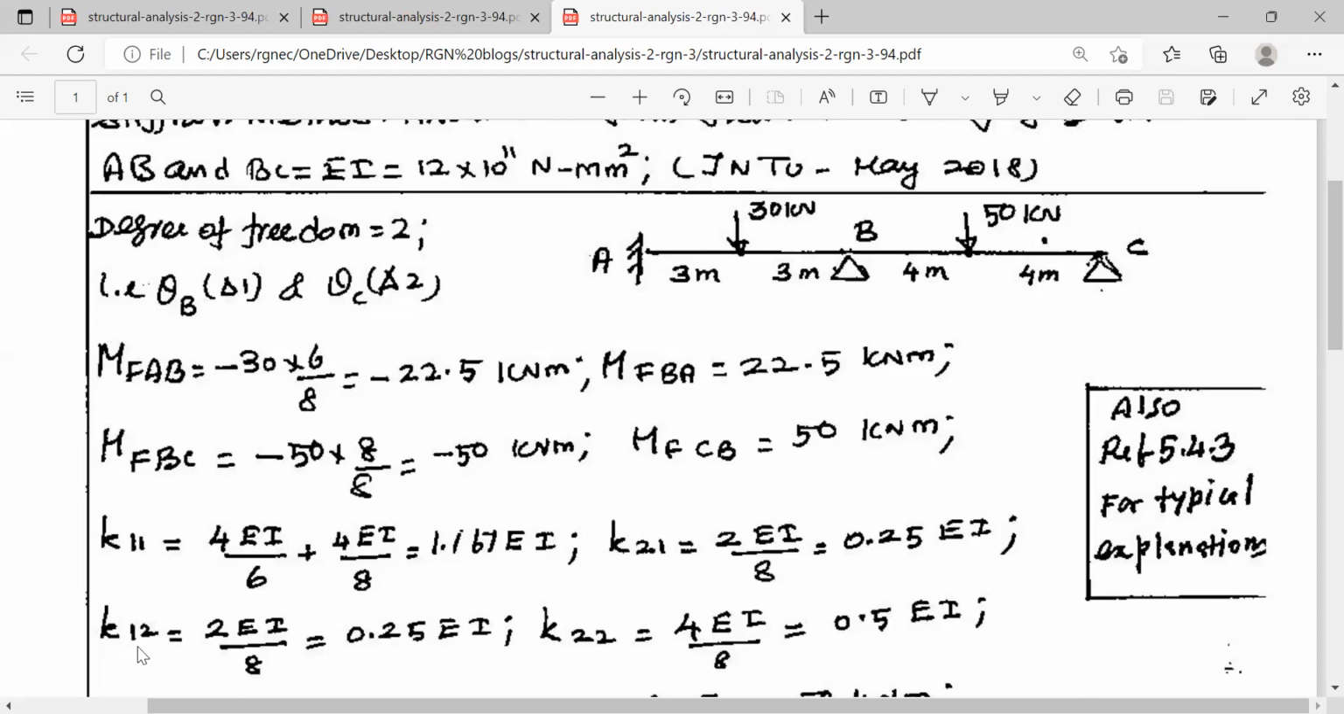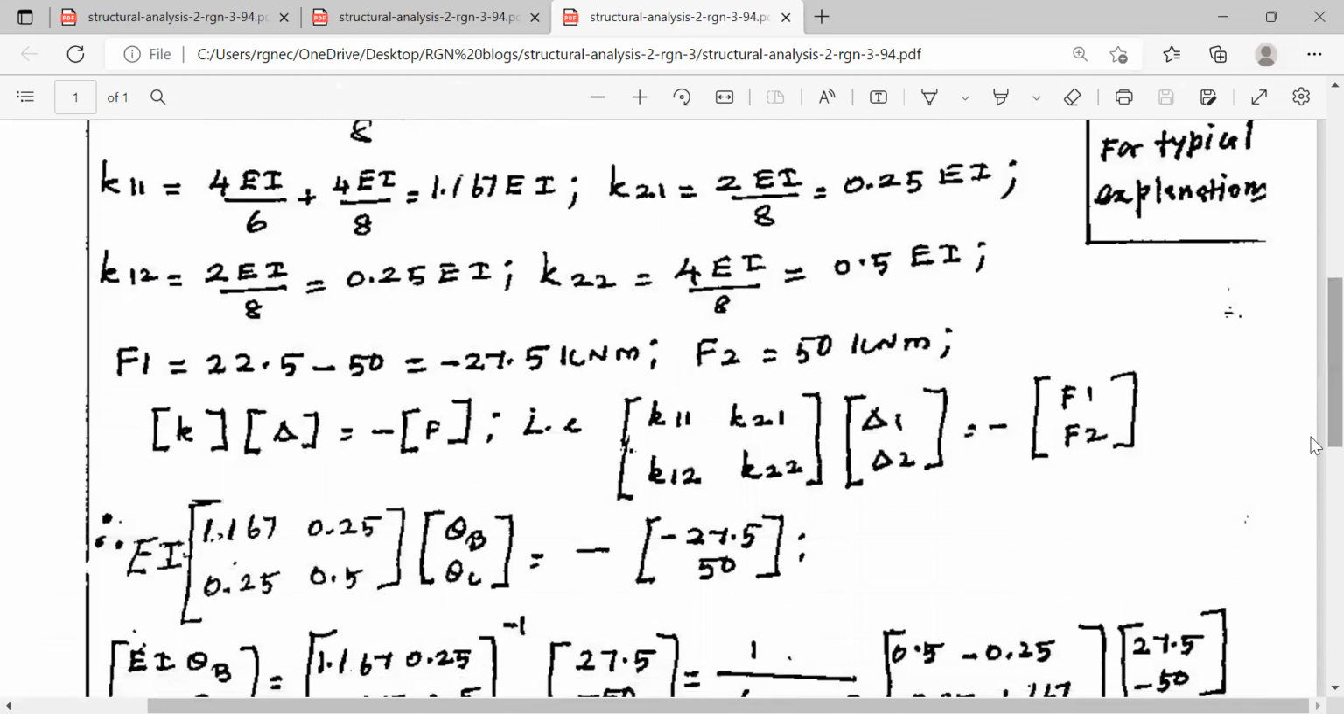Similarly, we have to calculate K12, which is again equal to K21. K12 means you apply unit rotation at 2 and calculate the moment at 1. So it is the farther end, 2 EI by 8. It is 0.25 EI again. Now K22 means apply the unit rotation at 2 and measure the moment at 2. So it is 4 EI by 8. It is 0.5 EI.